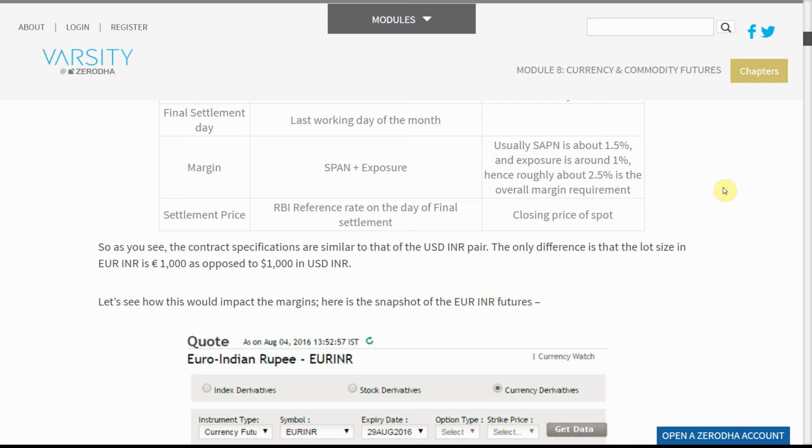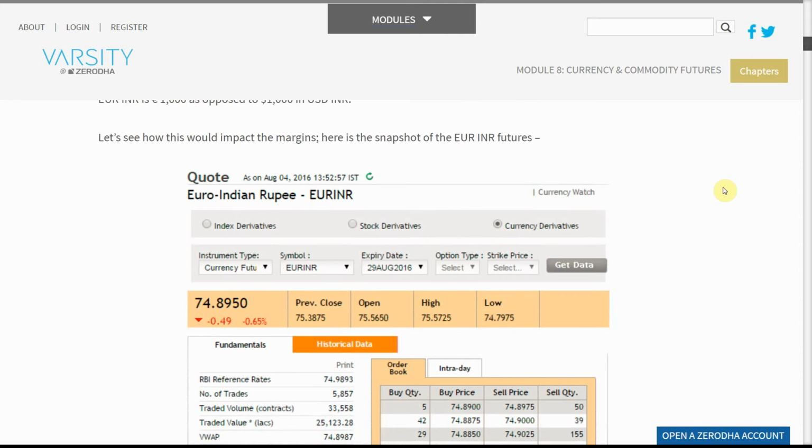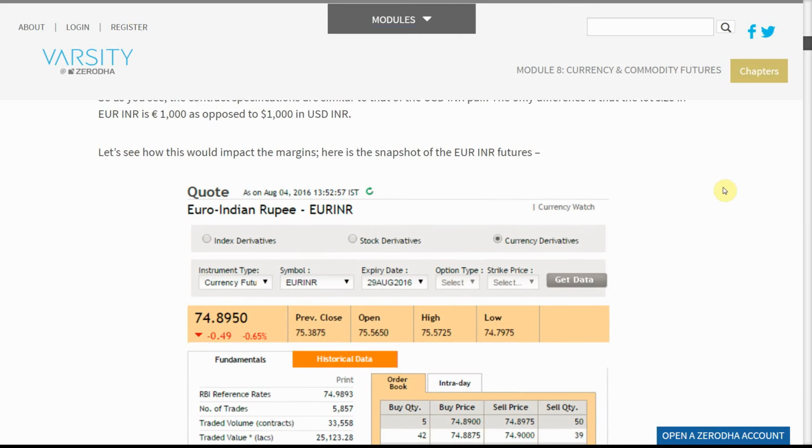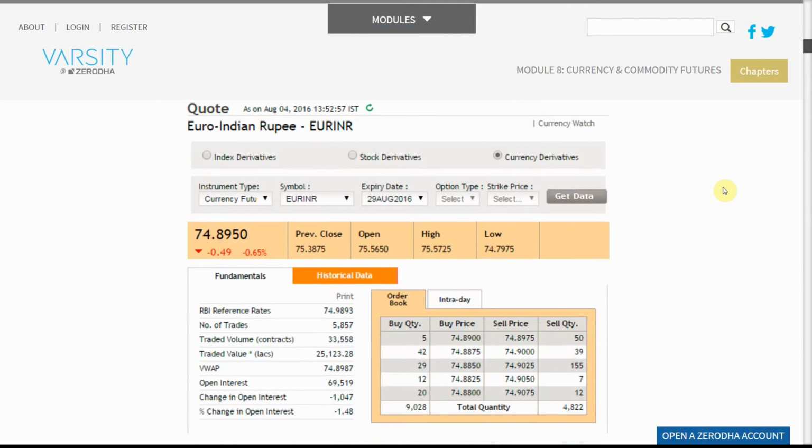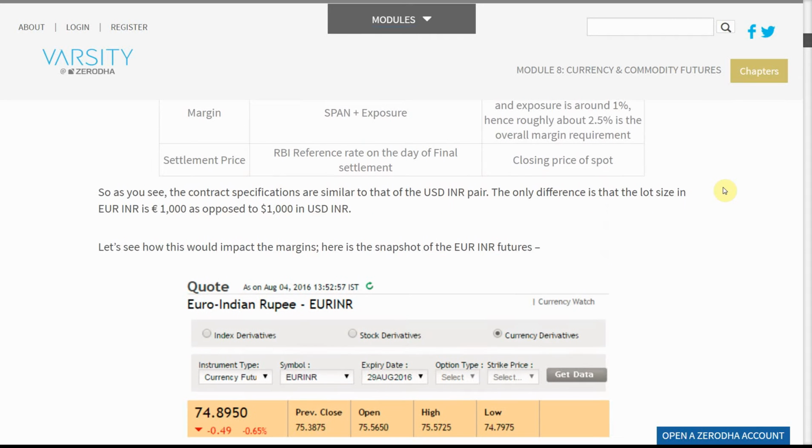So as you see, the contract specifications are similar to that of the USD-INR pair. The only difference is that the lot size in EUR-INR is 1,000 euros as opposed to $1,000 in USD-INR. Let's see how this would impact the margins. Here is the snapshot of the EUR-INR futures. As you can see, the last traded price of the contract is 74.8950.